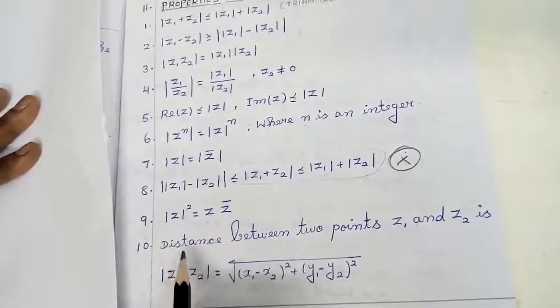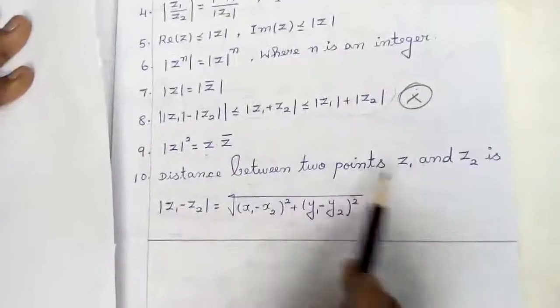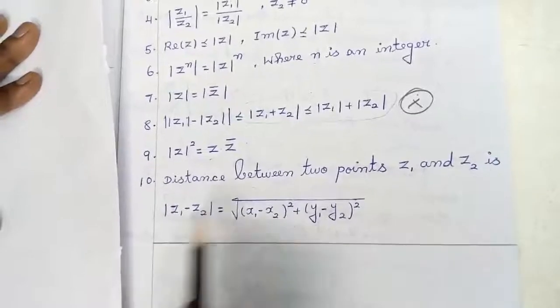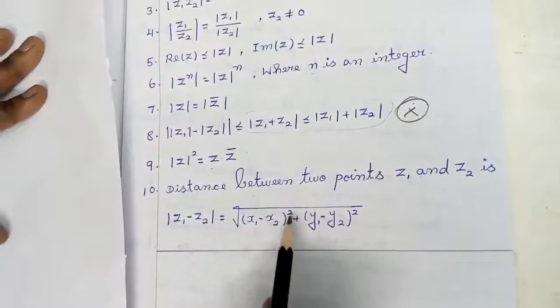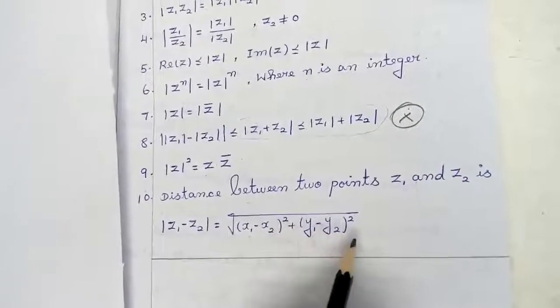Similarly, when we are finding the distance between two points z1 and z2, you will be using the distance formula, that is root of (x1 minus x2) the whole square plus (y1 minus y2) the whole square.